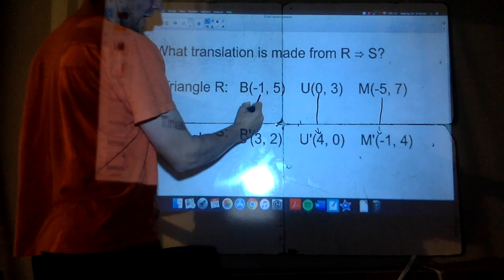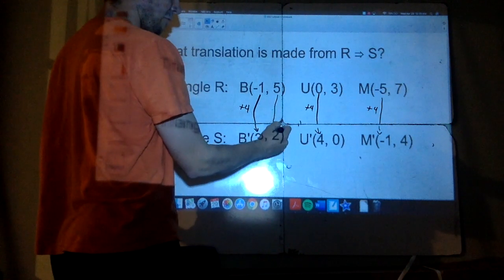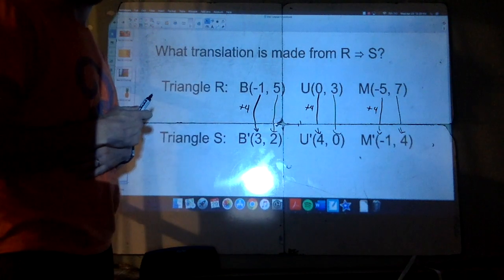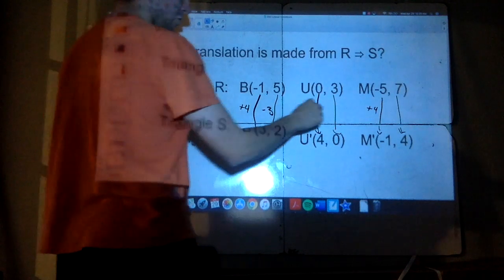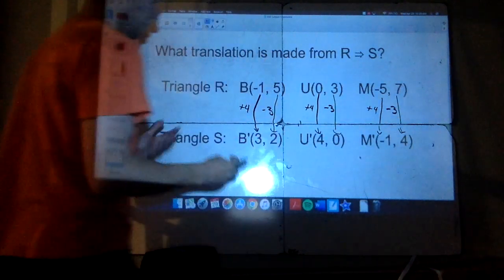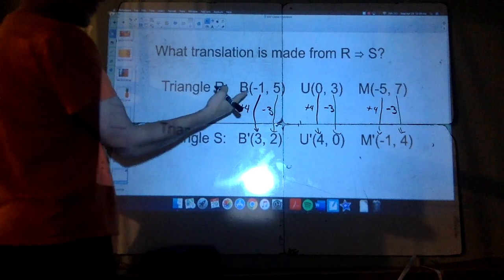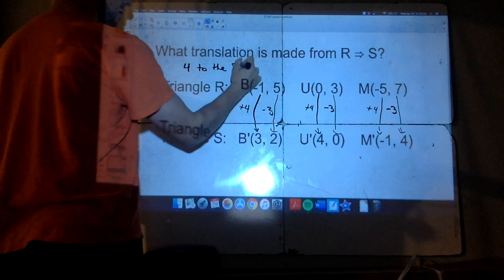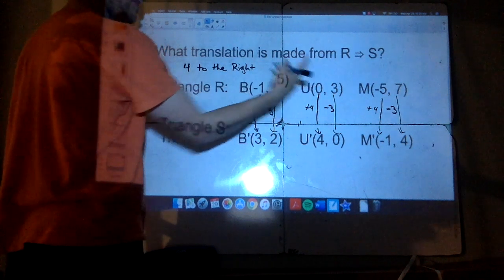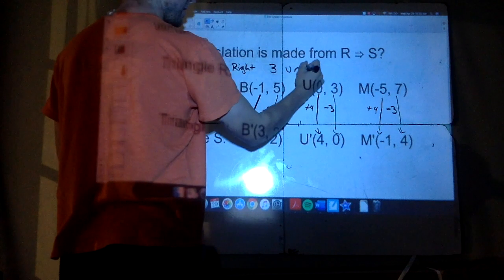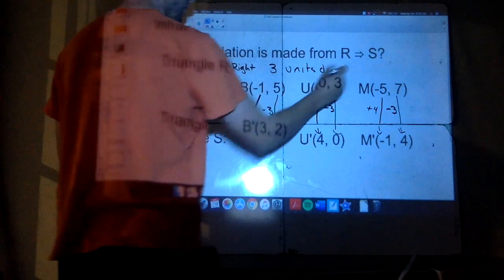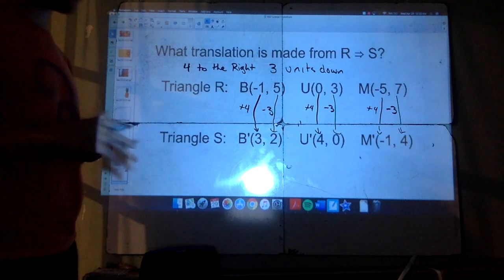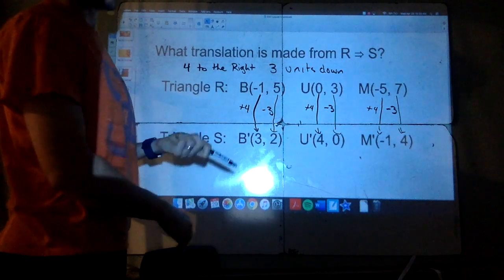So for all of these, we are adding 4 to the x value. And how do we get from 5 to 2, 3 to 0, and 7 to 4? What are we doing there? Well, for all of those, we're subtracting 3. So our translation is 4 plus 4 on our x means 4 to the right, and 3 in the y means 3 units down. So you moved every point 4 units right and 3 units down. And if you didn't know, this is triangle bum.